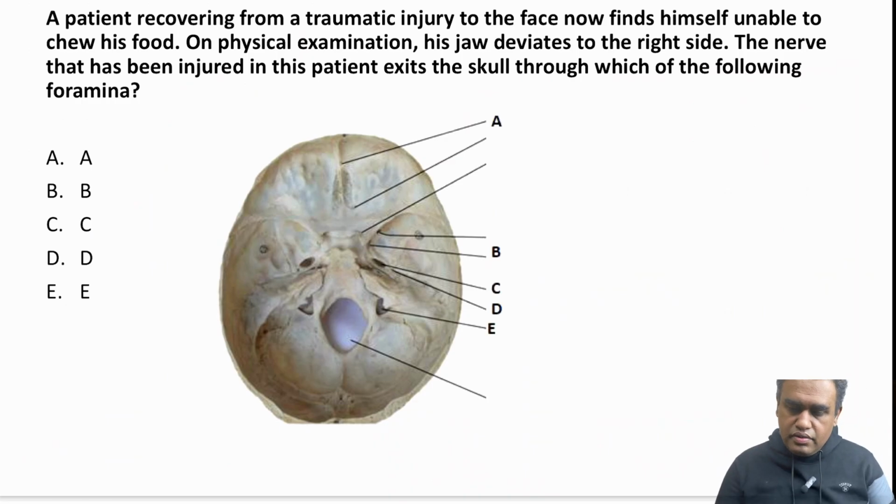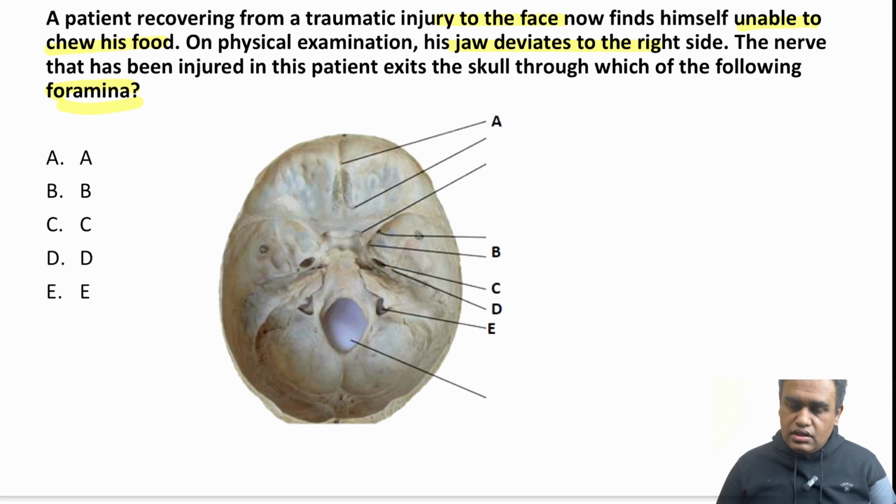A patient recovering from a traumatic injury to the face now finds himself unable to chew his food. So there is injury to the face and he is unable to chew the food. On physical examination, his jaw deviates to the right side. The nerve that has been injured in this patient exits the skull through which of the following foramina? In this sort of question, first of all, we have to find out which nerve they are talking of, and then we have to have the knowledge of the foramina as well.